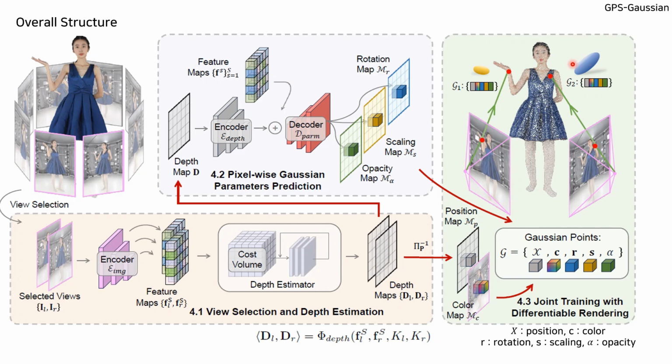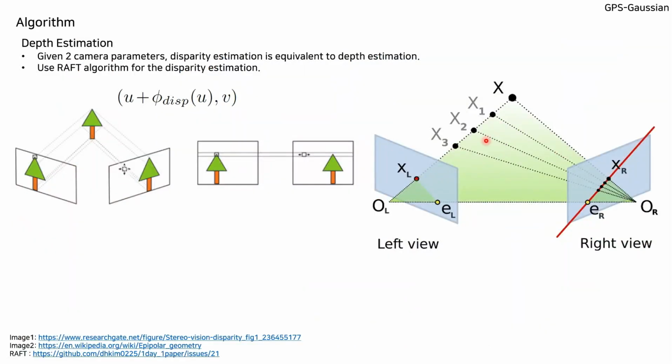This process effectively represents images using these techniques. The remaining parameters, like rotation, scale, and opacity, are extracted through a second network called pixel-wise Gaussian parameter prediction, which utilizes a UNet and 3 headers to derive these values. We will look in detail at how these depth values are directly utilized for novel view synthesis. Here, depth estimation is conducted using 2 camera parameters provided. If one image is captured from 2 different poses, a disparity value is calculated.